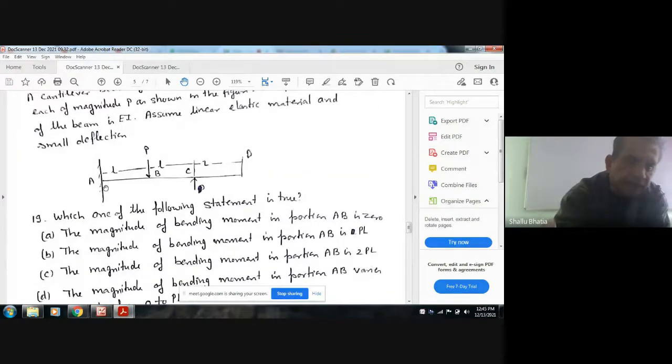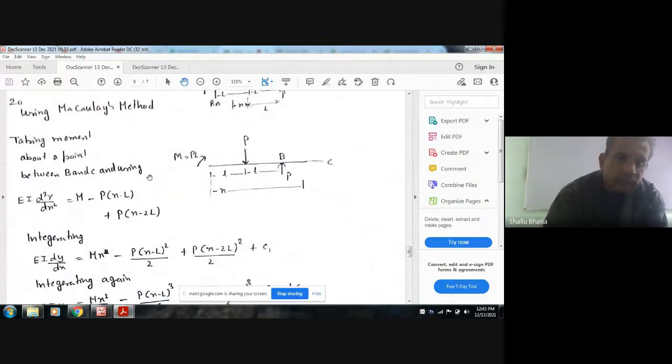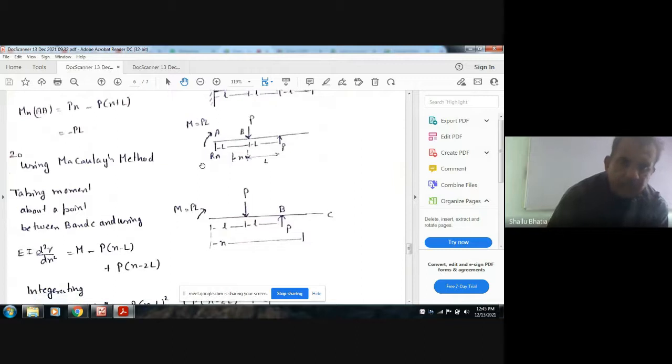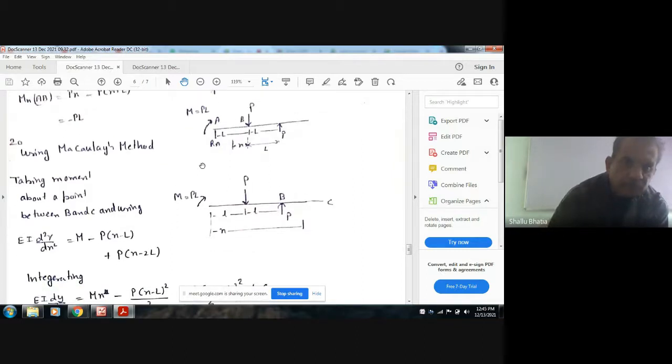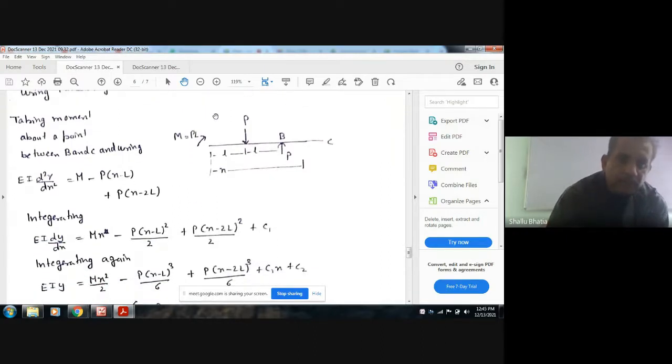The point B is this one. Now, using Macaulay's method, consider x. Now we have this M as PL. So between A and B, it remains constant. At B and A it is PL. So the reaction is PL clockwise.